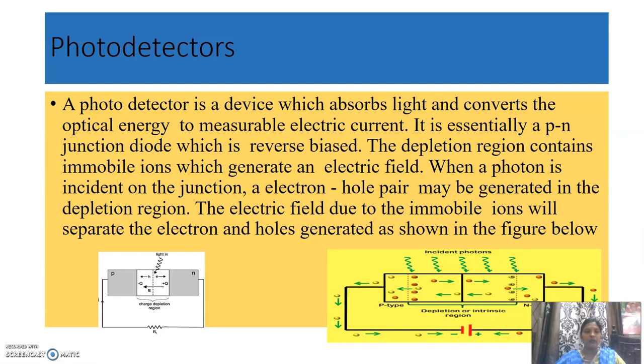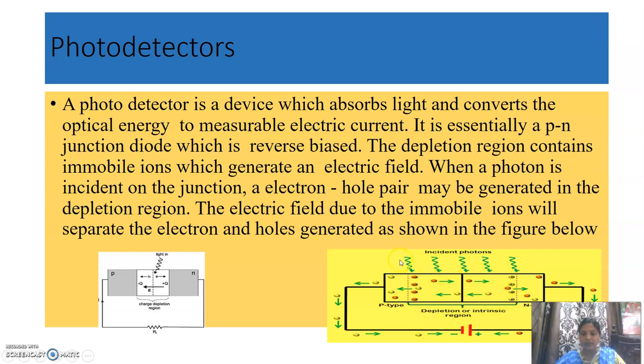Now we'll go to the photodetector. We have seen the energy band diagram. Now this is the structure, P type and N type. P is connected to the negative and N to the positive, a reverse bias condition. A photon is incident on the entire PN junction. This is the depletion region, and as it is reverse biased, we have a large depletion region.